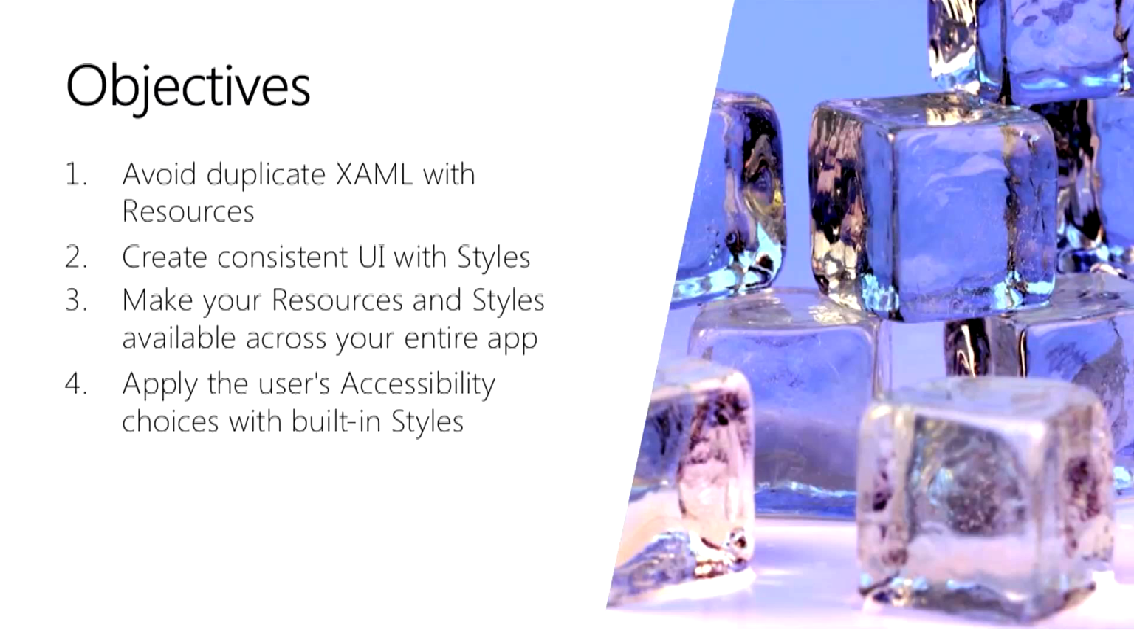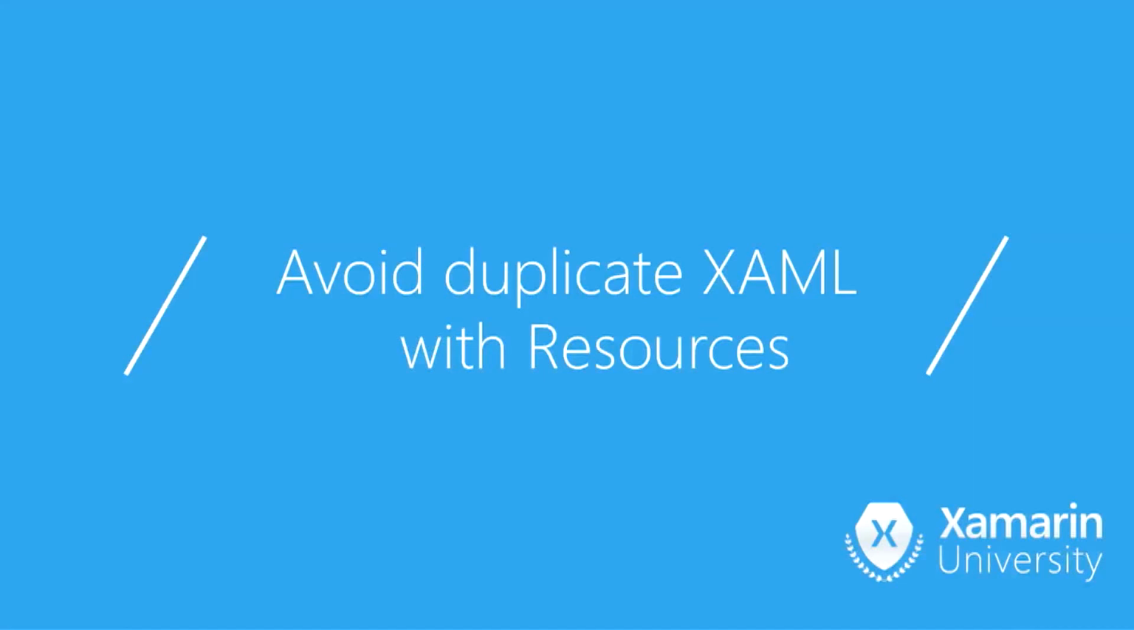By the end of the class, you'll be able to use resources and styles to remove repeated XAML and to create a consistent UI across all the pages of your application. The first thing you'll do is to remove hard-coded values from things like fonts and colors. And a rough analogy from C# would be using const and read-only fields to create symbolic constants.